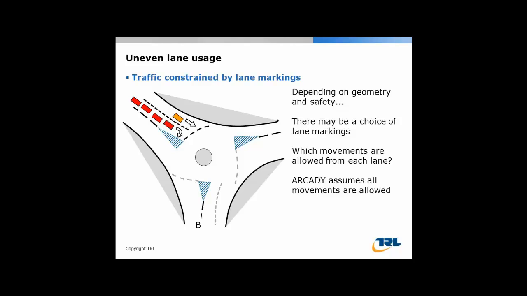The basic ARCADY model just assumes all movements are allowed from each lane. In fact, it doesn't even know about the lanes at all. And again, this is another reason why it can overestimate capacity.